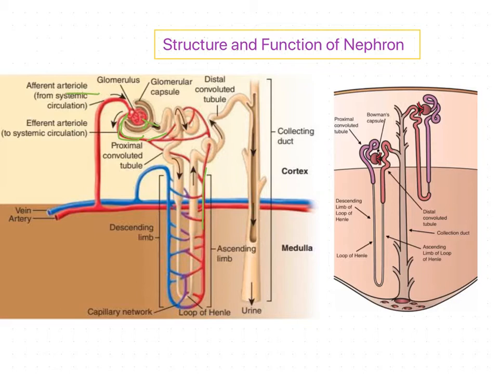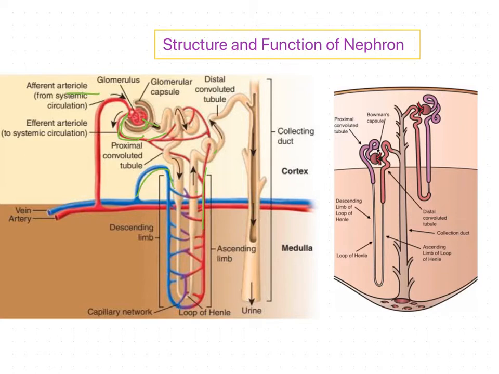So in the capillaries which are surrounding as peritubular capillaries, what is happening? Selective reabsorption is taking place. So only urea is left in the tubule, and the remaining glucose, amino acids, and some of the important ions are reabsorbed again, which finally enter into the renal vein.